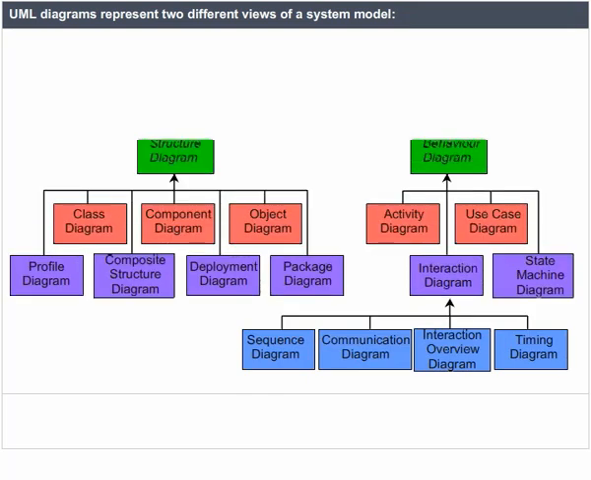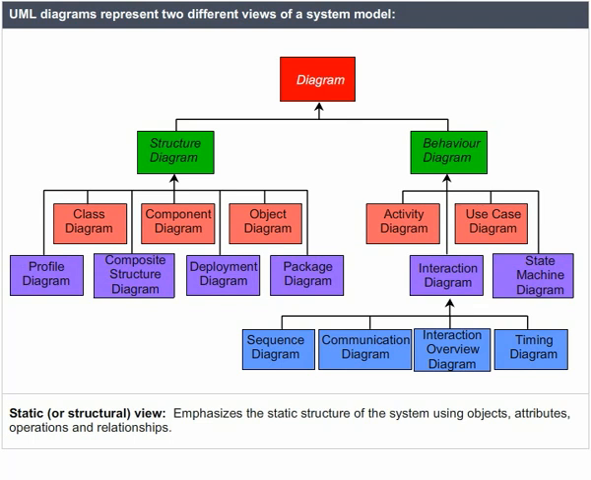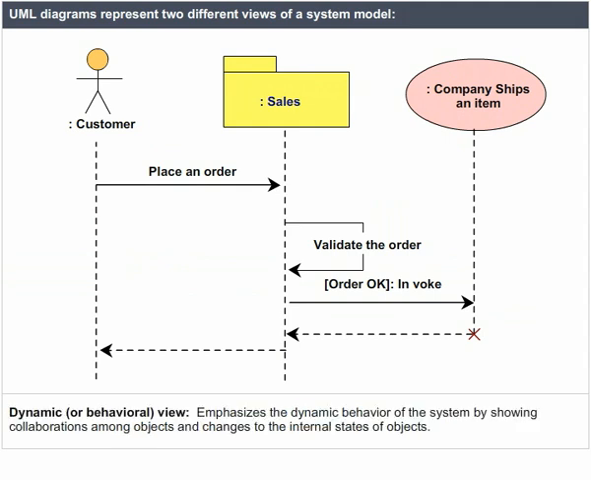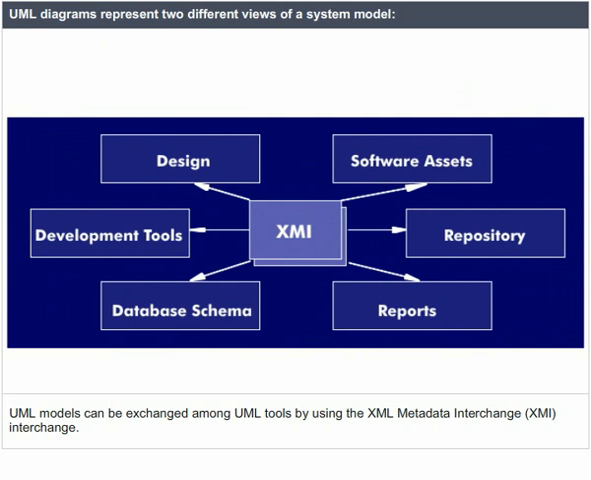UML diagrams represent two different views of a system model. Static or structural view emphasizes the static structure of the system using objects, attributes, operations, and relationships. The structural view includes class diagrams and composite structure diagrams. Dynamic or behavioral view emphasizes the dynamic behavior of the system by showing collaborations among objects and changes to the internal states of objects. This view includes sequence diagrams, activity diagrams, and state machine diagrams. UML models can be exchanged among UML tools by using the XML metadata interchange, XMI.